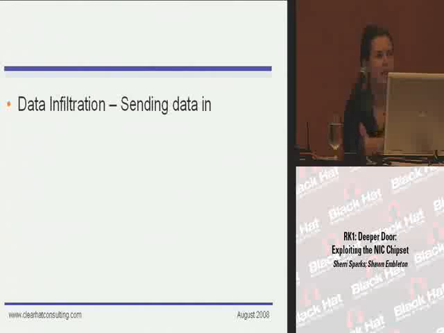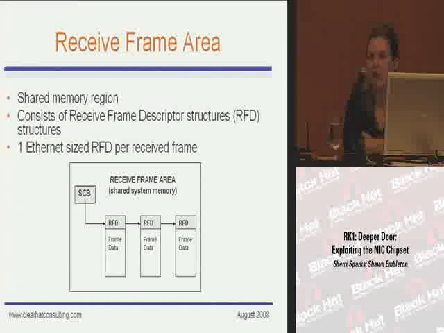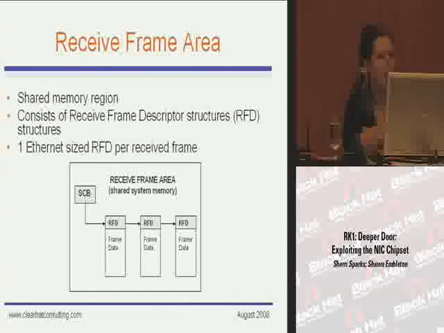So now that we've talked about how easy it is to exfiltrate data out, we'd like to talk a little bit about bringing data in, and see if bringing data in is as stealthy or more difficult than sending data out. One of the primary data structures for frame reception is the receive frame area. The receive frame area is a shared memory region. It consists of some number of receive frame descriptor structures, and there is one RFD per receive frame.